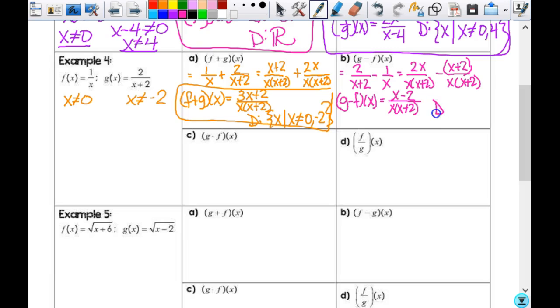All right, so then my domain is the set of all x's such that x cannot equal 0 or negative 2.